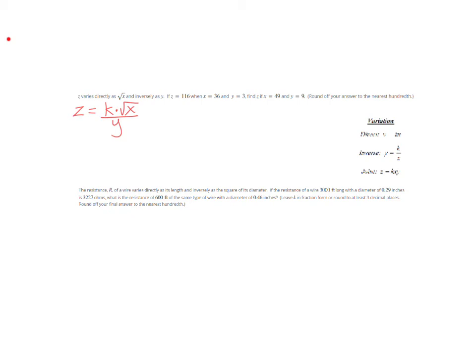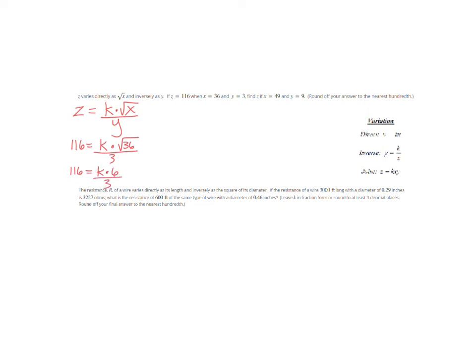So here's the three things that they give us. We know these three scenarios. Once we find the K, we'll use the rest of that. So Z is 116 when X is 36 and Y is 3. Okay, so the square root of 36 is just 6.